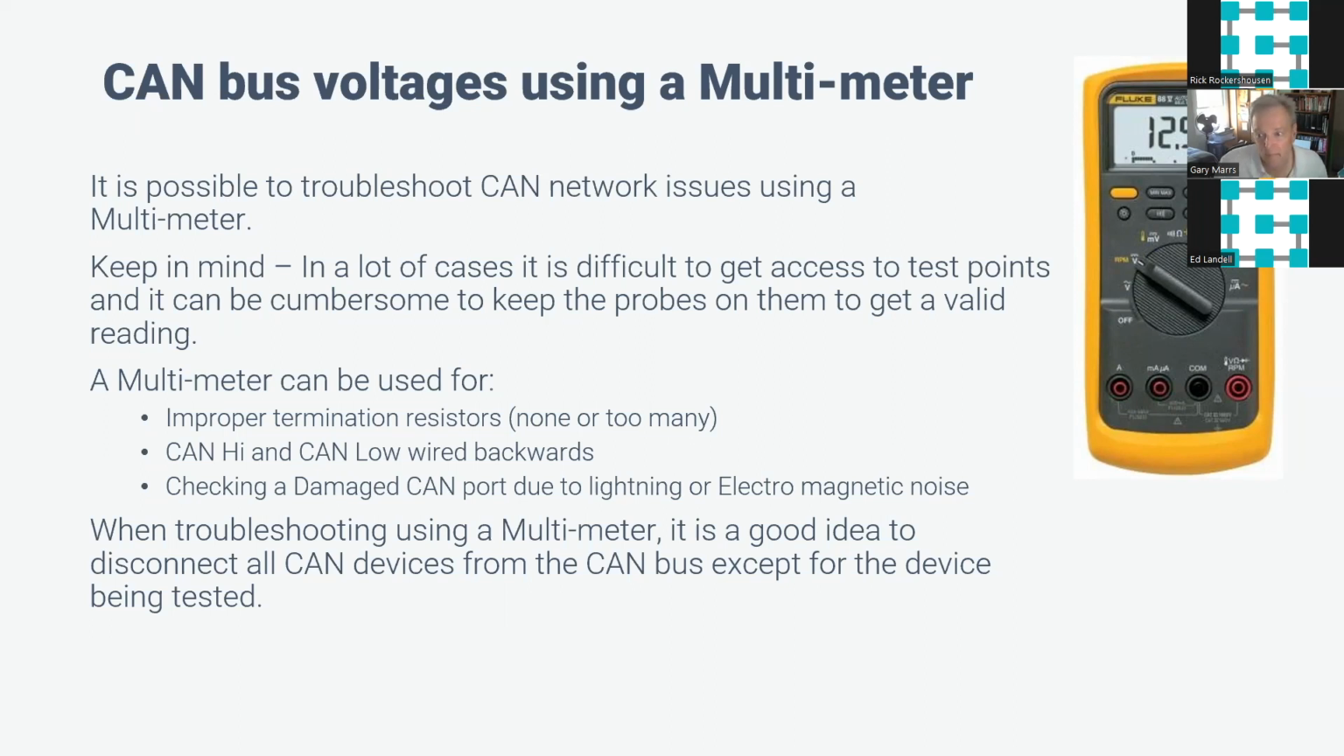But that said, with a multimeter, you can check for improper termination resistors. You can measure CAN voltages between the CAN high and the CAN low, make sure that they're correct and in range. And you can use a multimeter to check to see if the CAN device has been damaged by lightning or electromagnetic noise. And I'll talk a little bit more about that.